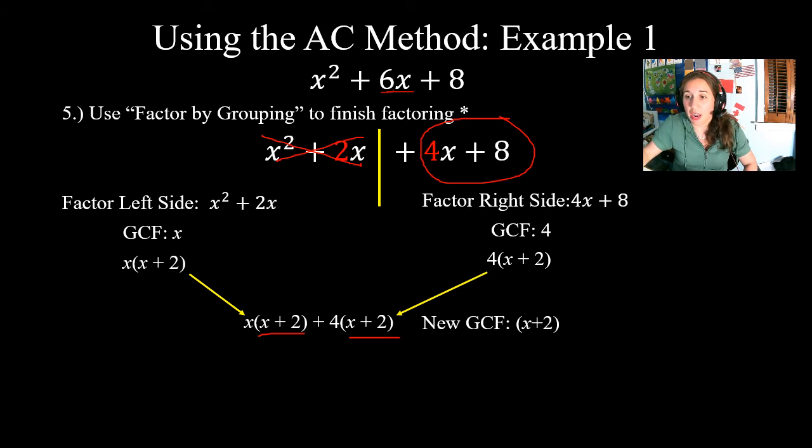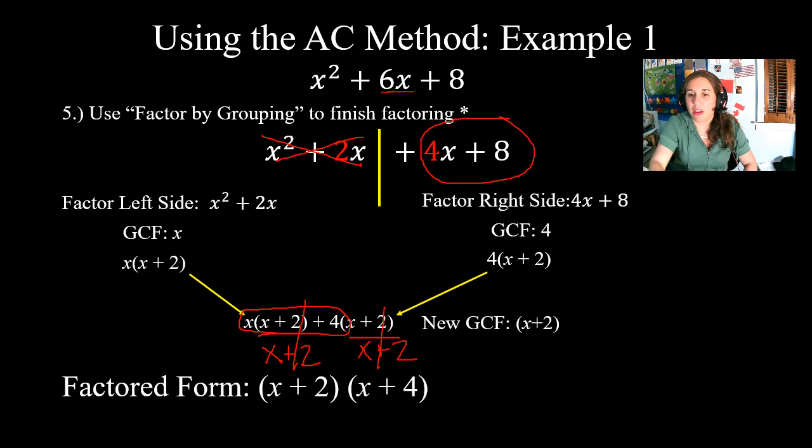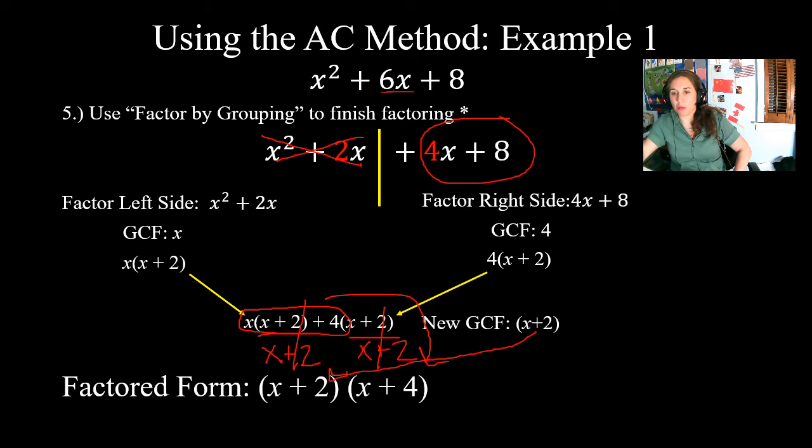When we factor that out, remember, from both sides, factor out just means divide. So let's divide both these terms by x plus 2. They cancel, and that leaves us with x plus 4 over here, right? All right, so that gives us a factorization of x plus 2. We can't forget that. And then, of course, x plus 4 when we factored everything out. All right, so that is the AC method.